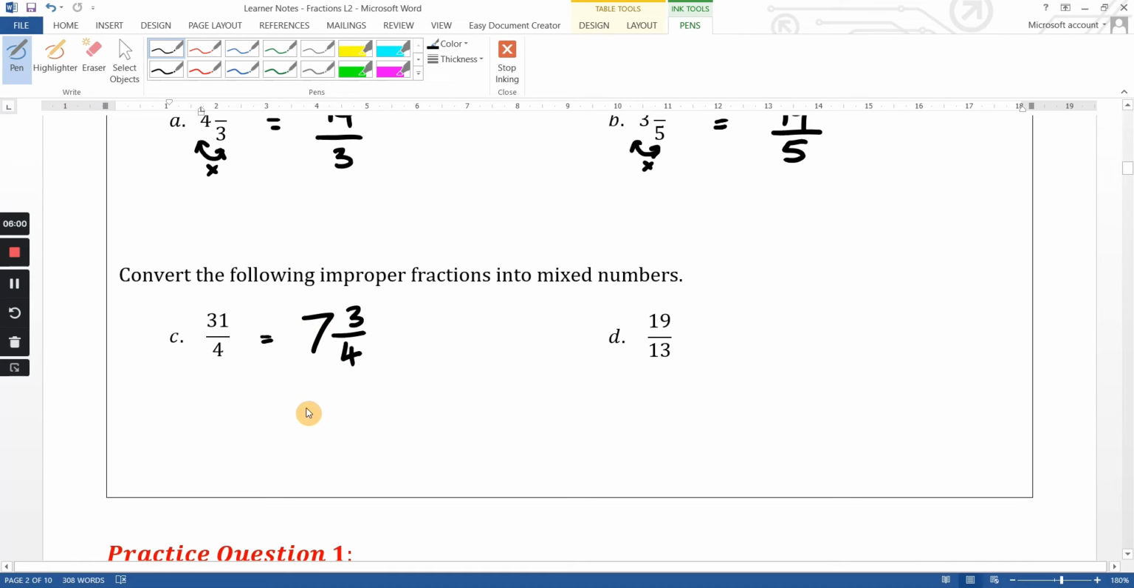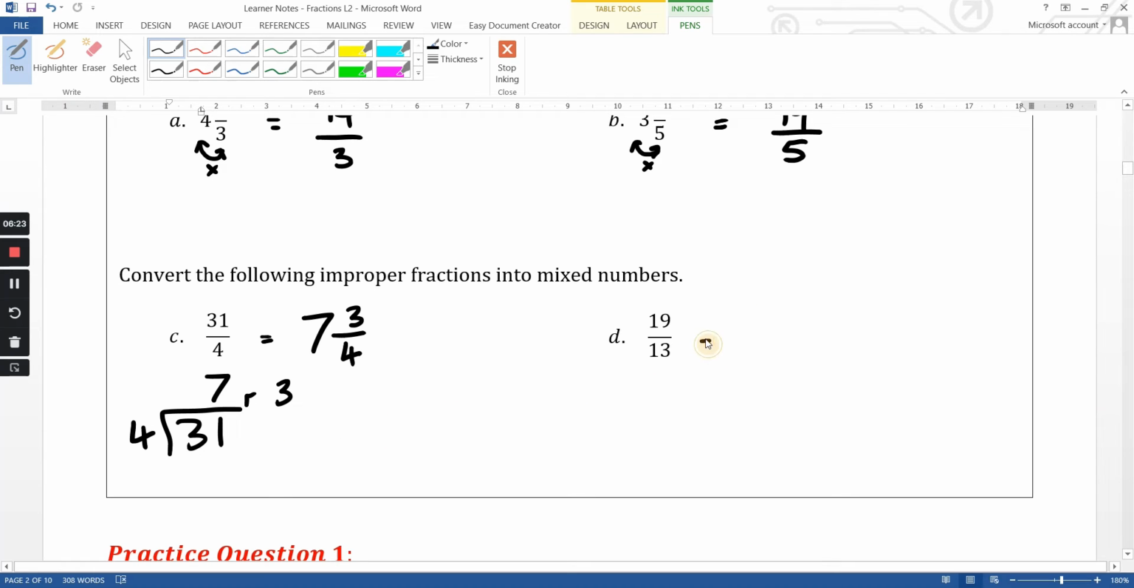If you can't do this in your head, you can actually obviously do the bus stop method and see how many 4s go into 31, and you'll find it's 7. Yeah, and obviously you'll get a remainder of 3, and that'll be your numerator. So ideally you do need to do it in your head, but if you can't, you can very easily do the bus stop method very quickly.